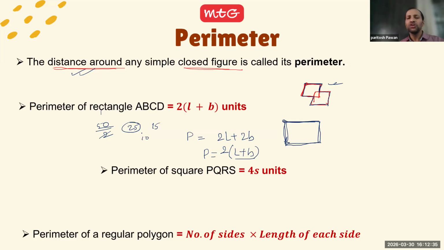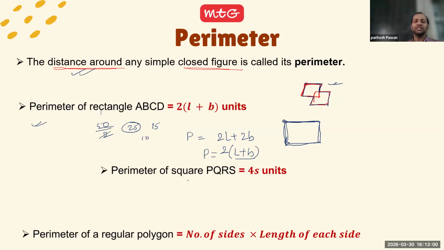Breadth will be 10. So whenever the perimeter is given and you have to calculate length or breadth, divide the perimeter by 2. It will give you the sum of length and breadth. Out of this sum, either you subtract length and you will get breadth, or you subtract breadth and you will get length. That is the concept of this perimeter, so easily you can calculate.